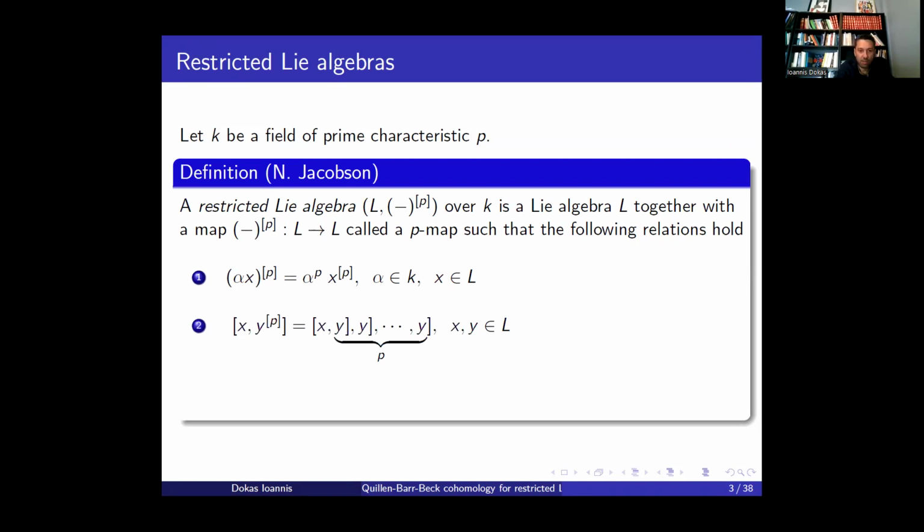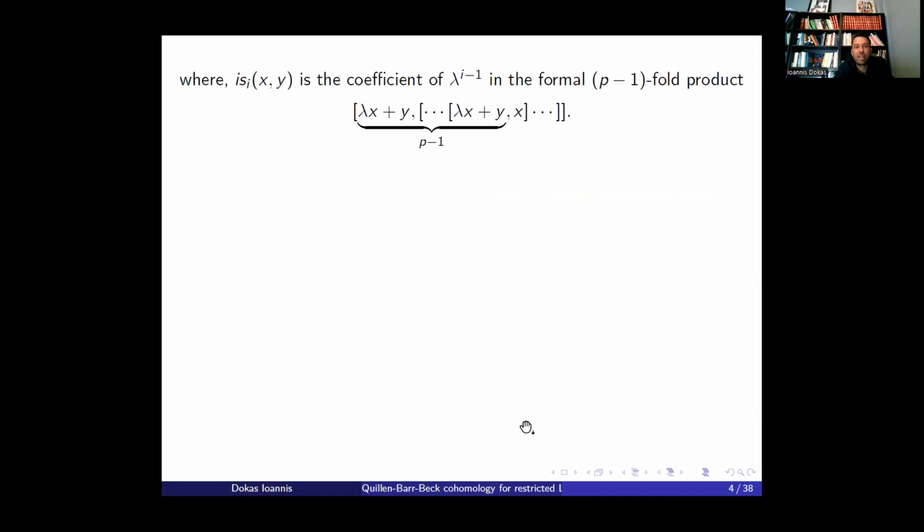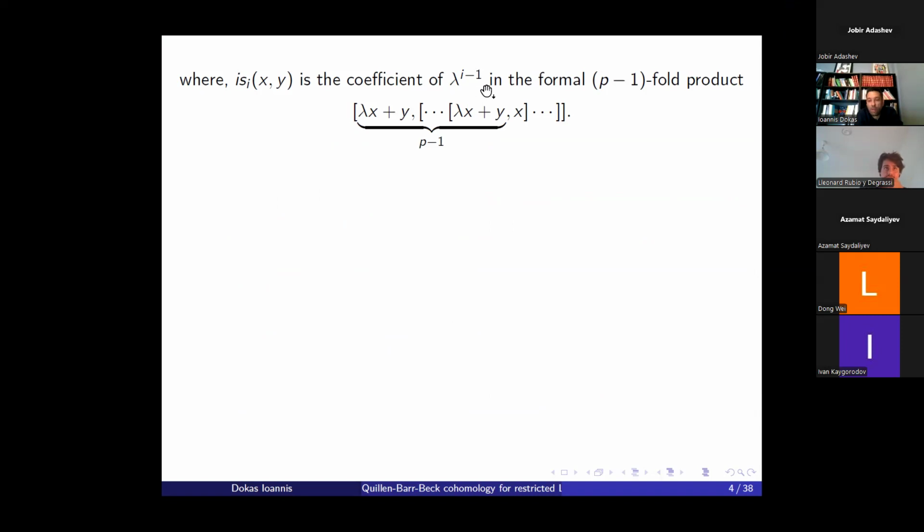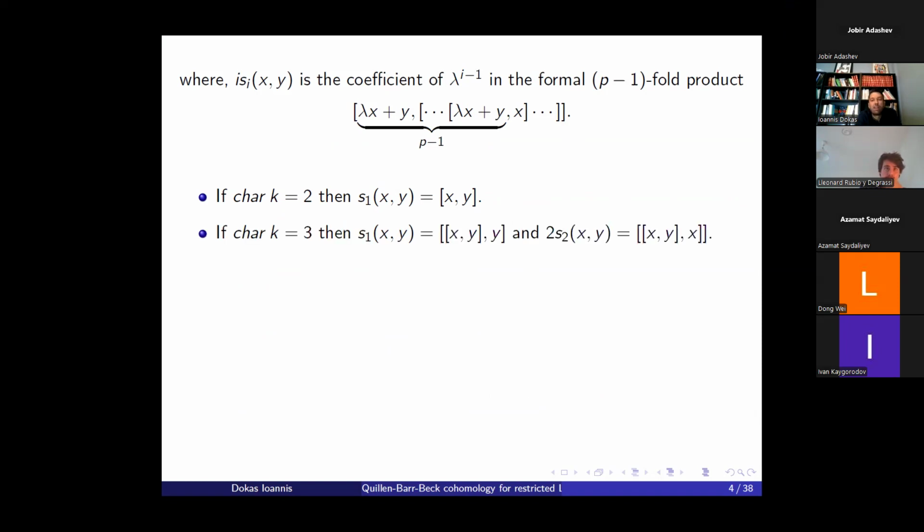And the last relation is this one, where I have to define what are these s_i of x and y. So s_i of x and y is the coefficient of lambda to the power i minus 1 in the formal p minus 1 fold product that you see here. To have an idea about this s_i, if you are in a field of characteristic 2, then s_1 of x and y is just the bracket. If you work in a field of characteristic 3, then you have these formulas that you see here. And in general, you have the following remark.